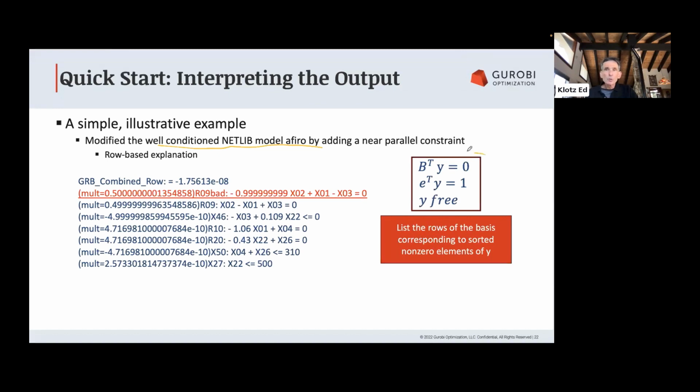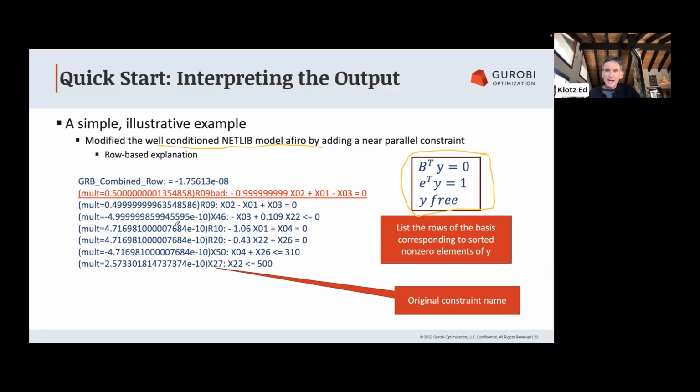So, we found the minimum infeasibility to this problem here on the right. What we're listing here is the Y values, the values of the certificate of ill conditioning, and we're sorting the constraints by magnitude of those Y values. The idea being the ones at the top are going to be more important in the explanation. And that's actually what happens here.